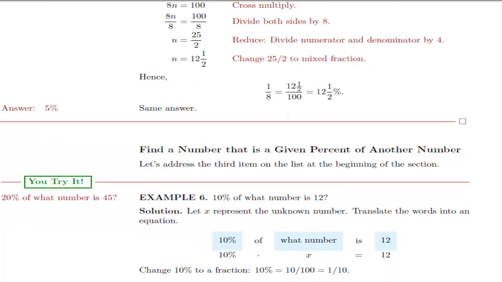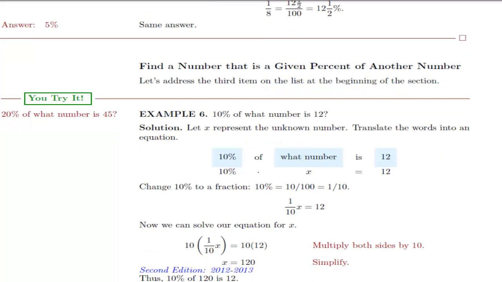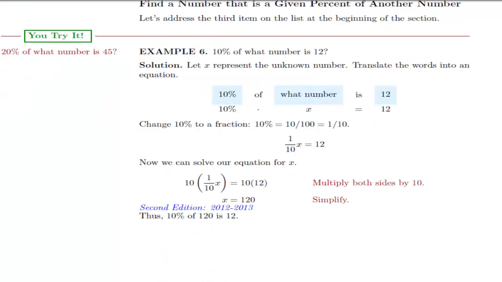Find a number that is a given percent of another number. Let's address the third item on the list at the beginning of the section. Example 6, 10% of what number is 12? Solution, let x represent the unknown number. Translate the words into an equation. 10% of, or times, what number, which is x, is equal to 12. Change 10% to a fraction. 10% equals 10 over 100 equals 1 over 10. Hence we get the equation 1 over 10 times x equals 12.